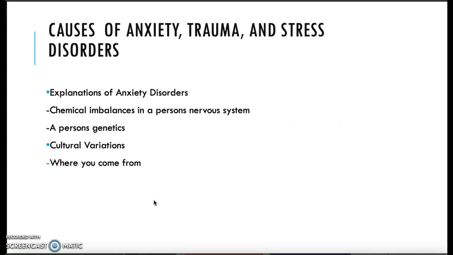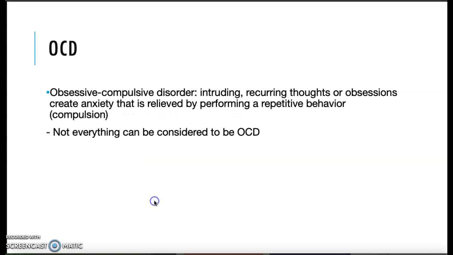Causes of anxiety, trauma, and stress disorders. The following are explanations of anxiety disorders: chemical imbalances in a person's nervous system, the person's genetics, cultural variations, and where you come from. OCD. Obsessive-compulsive disorder is intruding, recurring thoughts, or obsessions, that create anxiety that is relieved by performing a repetitive behavior, or compulsion. Not everything can be considered to be OCD.